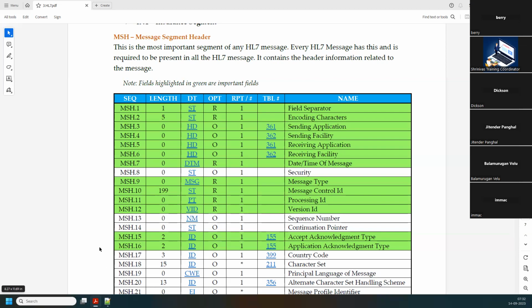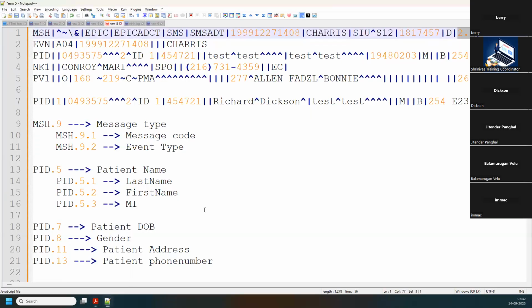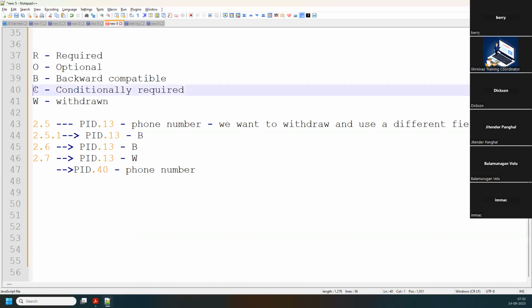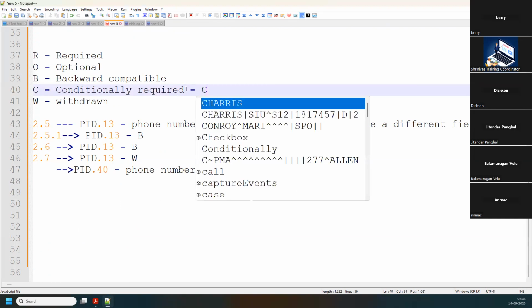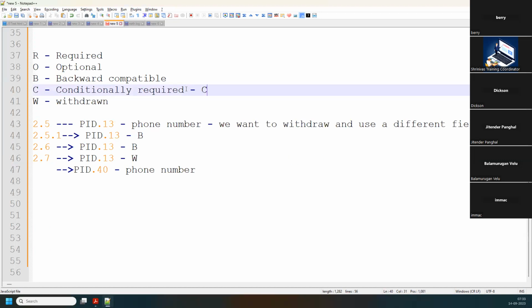Okay, let's proceed. Some good questions out there. So that's what optionality is all about. I think I missed one more. One more we have is conditionally required. Conditionally required is a functional based field. For example, if a patient is collecting a sample, then sample volume is a field which will be there in the segment, and that field will have C as the designation. So what does it indicate?